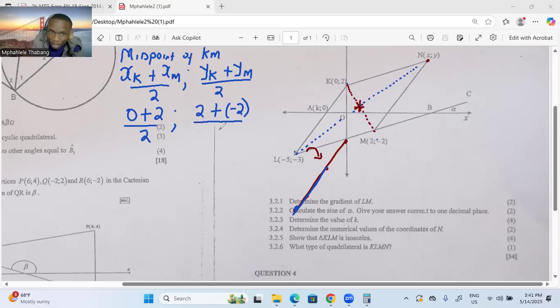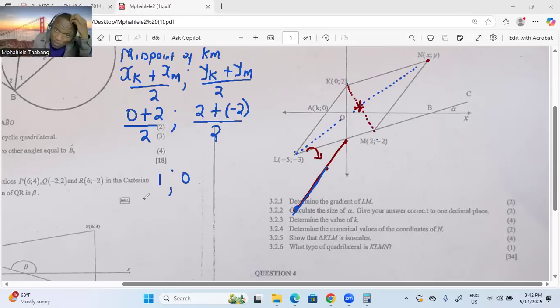You divide by 2. So here 0 plus 2 divided by 2 is 1. 2 plus minus 2 divided by 2 is 0. So it means that the midpoint of KM is 1 and 0. Let me confirm: 0 plus 2 divided by 2 is 1, and 2 minus 2 is 0. Yes.